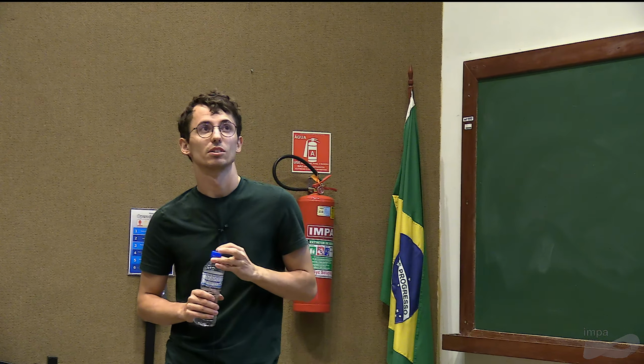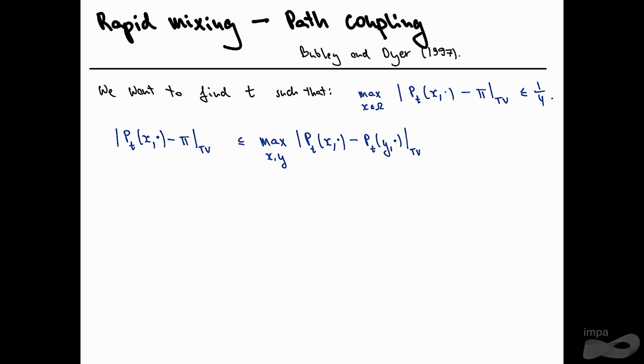Okay, so what we are going to do is path coupling, but let me maybe say a couple of words about what path coupling is. To prove rapid mixing, we are fighting for having T polynomial in N so that the distance of the distribution is bounded by a small constant. The way to find such a T is by what we call coupling methods.